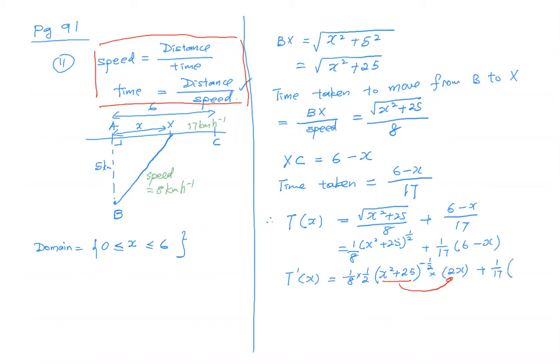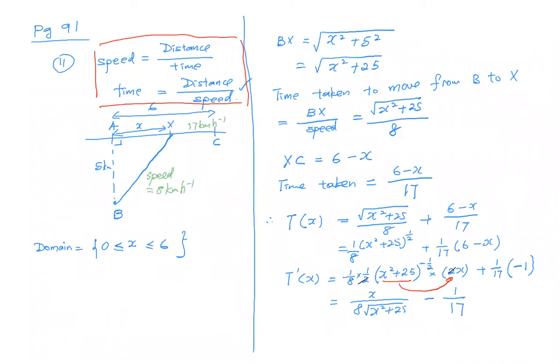Derivative of 6 is 0. Derivative of negative x is negative 1. Okay, then simplify. So it becomes x over, everything bring down the negative 1, take away 1 over 17. You got it? Yes, Miss. Okay. So can I move to the other page?